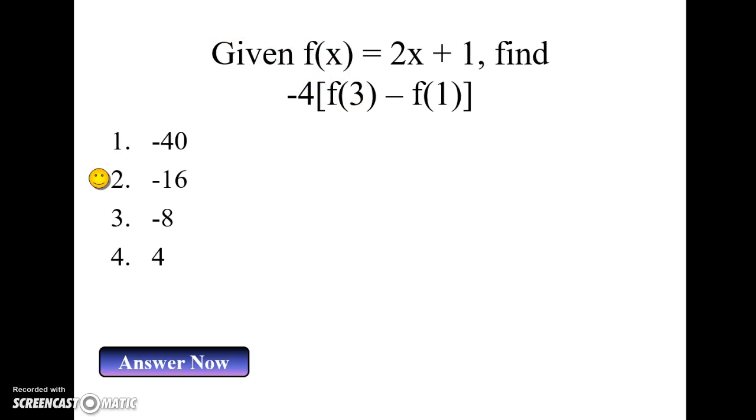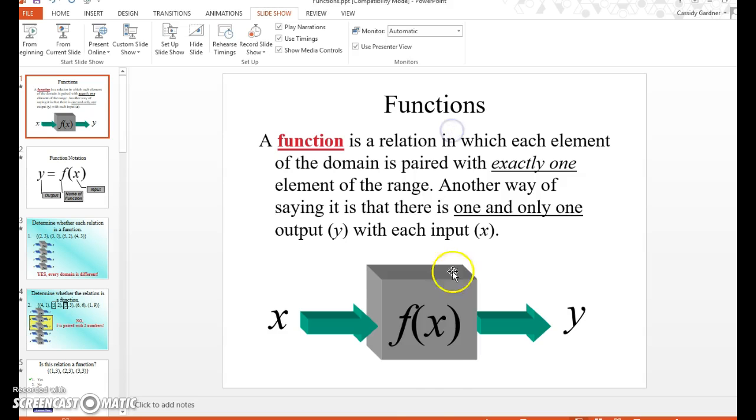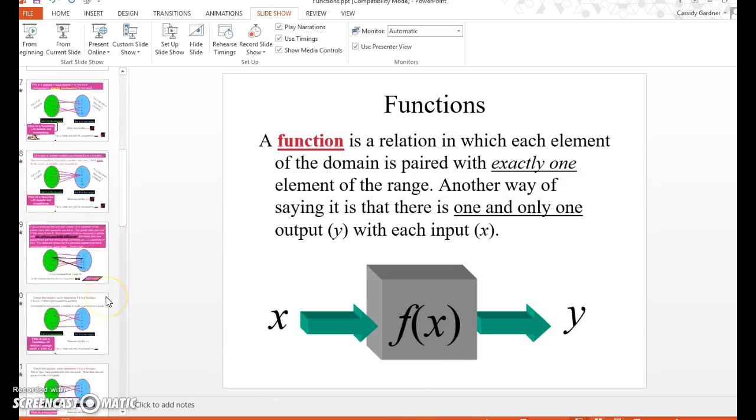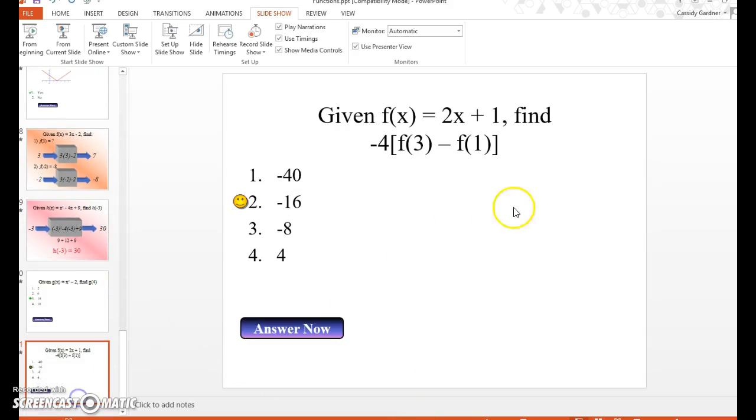Okay. f of 3 minus f of 1. So first you're going to put x as 3. Then you're going to put x as 1. Okay, sorry. That video ended. So you're going to put 3 in there. 2 times 3 is 6, plus 1 would be 7. Put a 1 in there. 2 times 1 is 2, plus 1 is 3. Then 7 minus 3 is 4. Negative 4 times 4 is negative 16. Okay, don't forget to do the form.